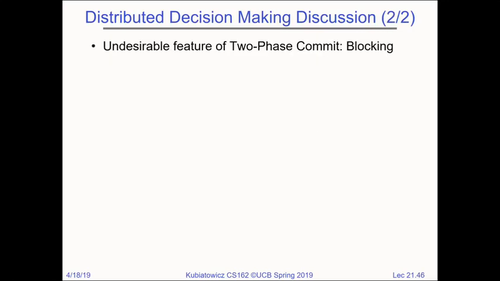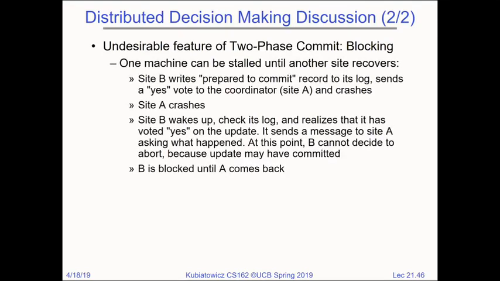Okay? An undesirable feature of two-phase commit is blocking. So one machine can be stalled until another site recovers. So site B writes prepared to commit to its log, sends a yes to the coordinator, and then crashes.